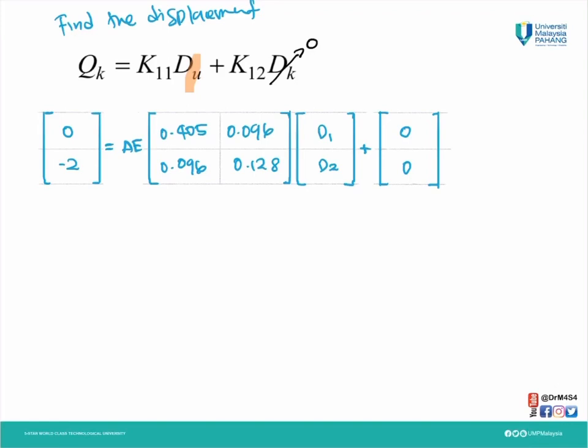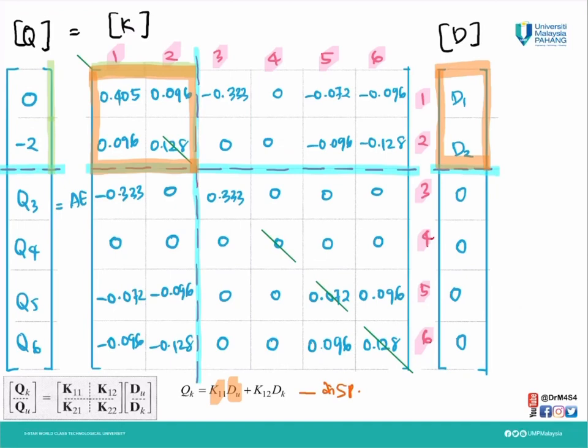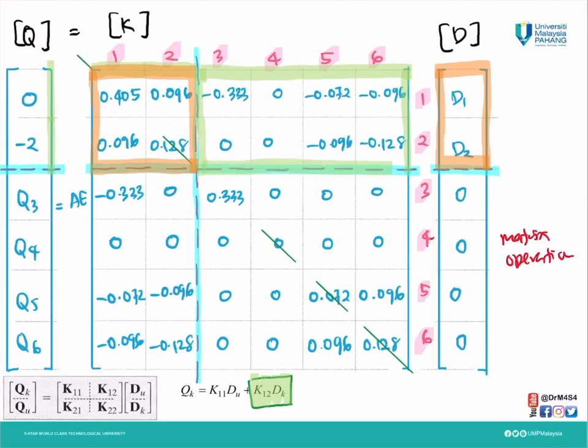At this stage, we should be able to do matrix operation. Here are some tips on how to do matrix operation. For example, we're going to take K12 times dk. This is our K12 times dk. This is our dk matrix. Matrix size for K12 is 2 times 4, and matrix size for dk is 4 times 1.